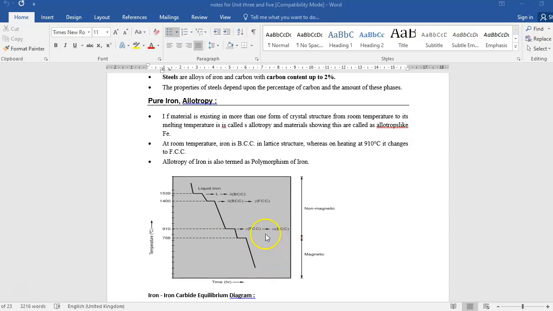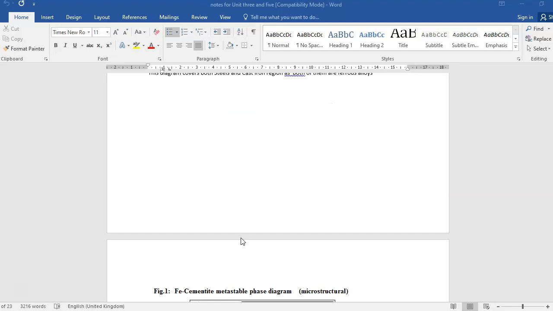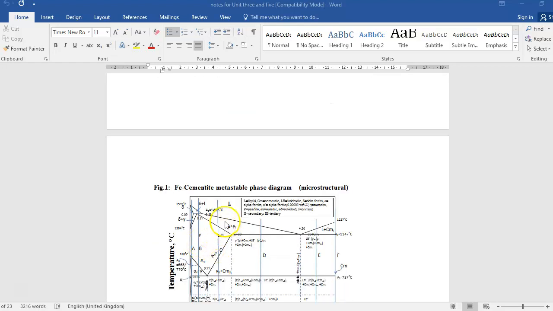So BCC changes to FCC, and FCC changes to BCC again at 1400. This change in structure with temperature is known as the allotropic nature of iron. All the points we get in the allotropy can be seen on the x and y axis. The y axis will tell you all the temperatures from 0 or room temperature to the melting of the iron.